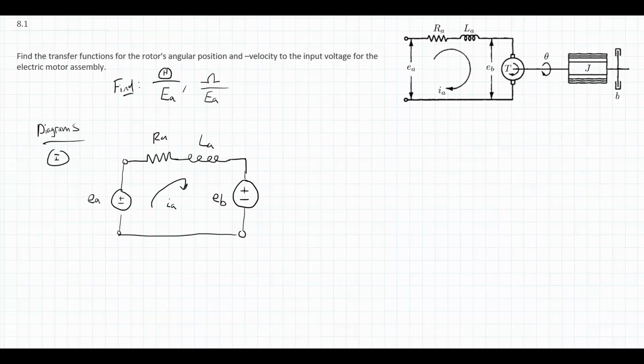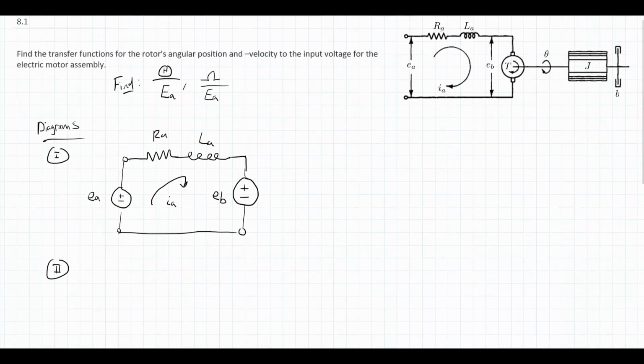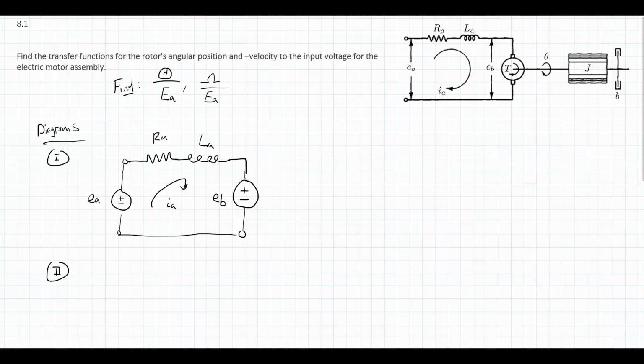While I'm in the diagram stage, I need a free body diagram as well. So let's look at a second diagram here. This will be the mechanical side. So I am going to have here the motor, and that's going to be connected to our rotor, which then has this damper on the end of it.